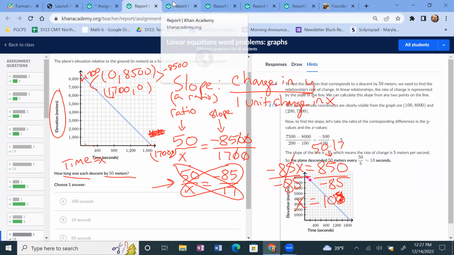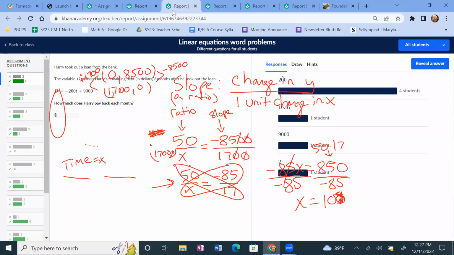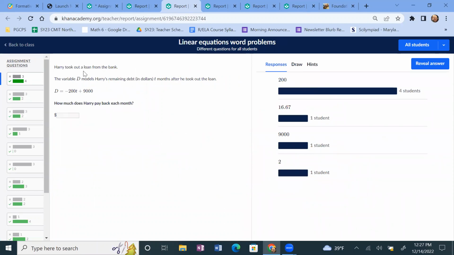Okay, so that was function word problems. Now let's move on to linear equation word problems. Okay, so write this down. Harry took out a loan from the bank. The variable D models Harry's remaining debt after T months after he took out the loan. How much does Harry pay back each month?